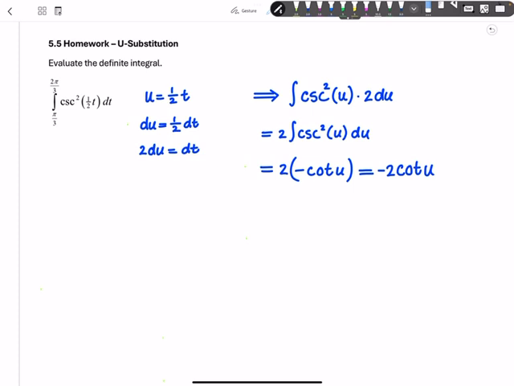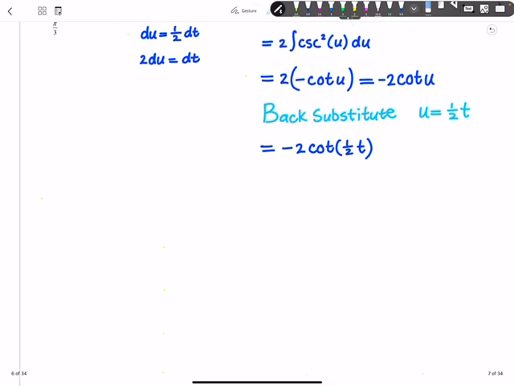I'm going to choose to back substitute. Now you could either back substitute or you could convert your bounds. I'm going to go with the first technique, so I will back substitute. u is equal to 1/2 t. So that gives me negative 2 cotangent of 1/2 t. All right, so next we want to evaluate. Keep in mind this was in fact a definite integral. So I would like to evaluate.